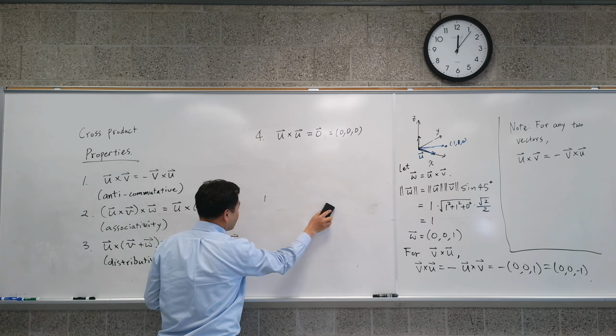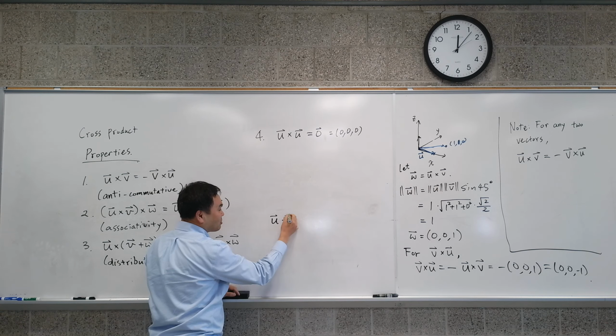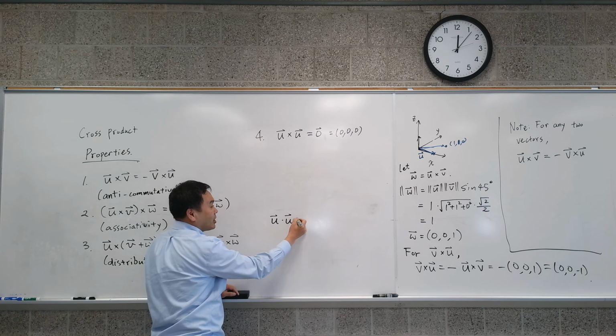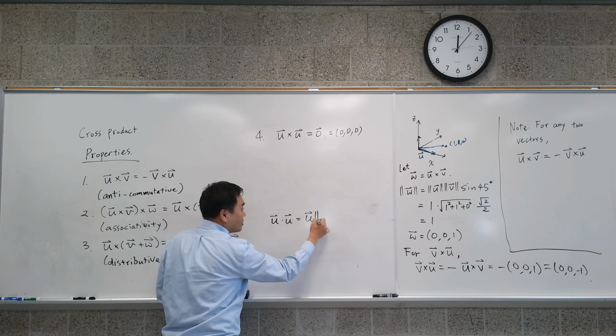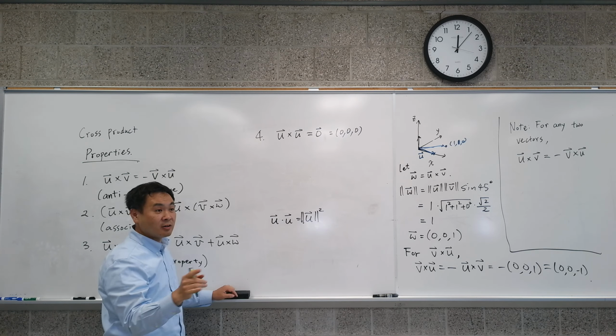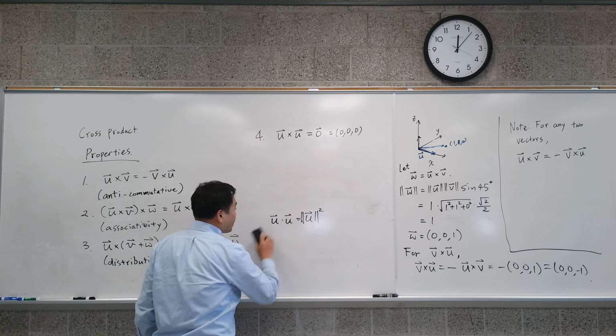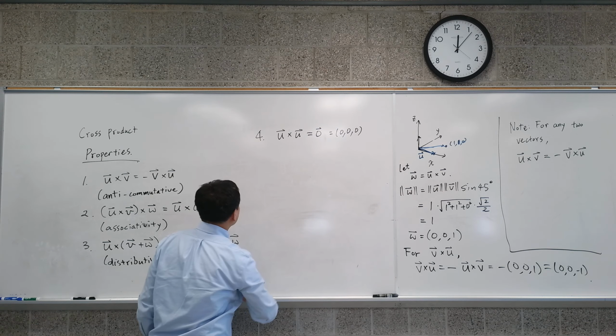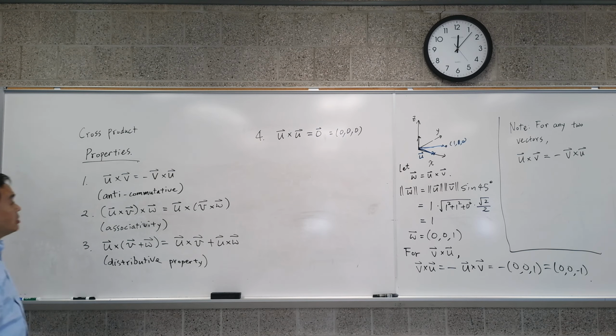So don't write this down, but I just want to remind you that if you had a dot product of any vector with itself, what do you get? This is the norm squared, right? That's because cosine 0 is 1. Okay. So that's another one. Am I missing anything?